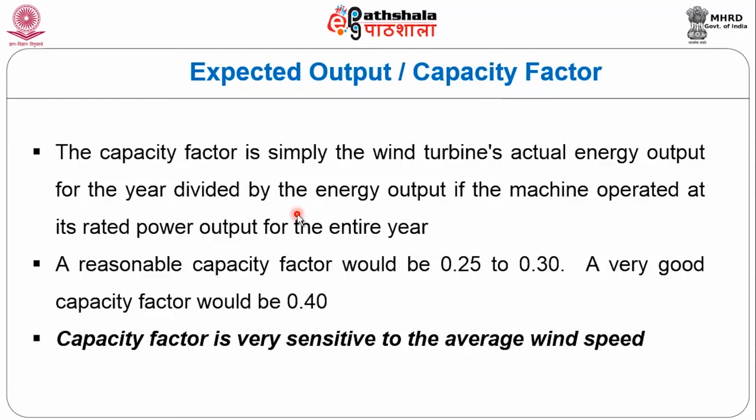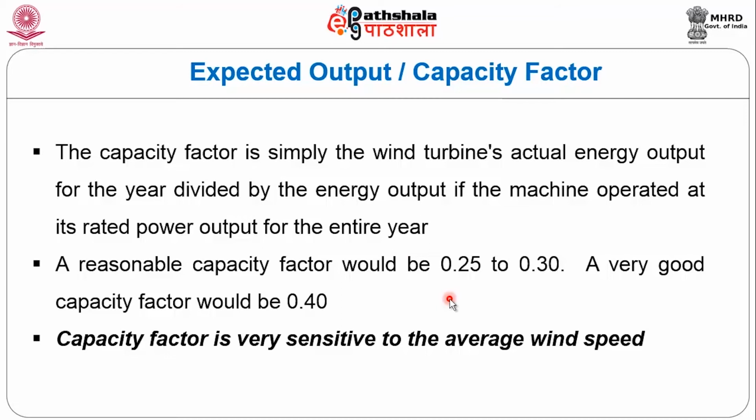The capacity factor is also called the efficiency factor or load factor. The capacity factor is simply the wind turbine's actual energy output for the year divided by the energy output if the machine is operated at its rated power output for the entire year. Suppose the wind turbine is operated the entire year at the rated speed, what would be the capacity factor? A reasonable capacity factor would be 0.25 to 0.3.